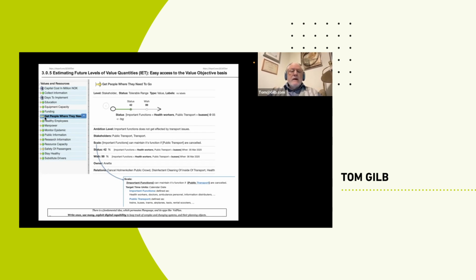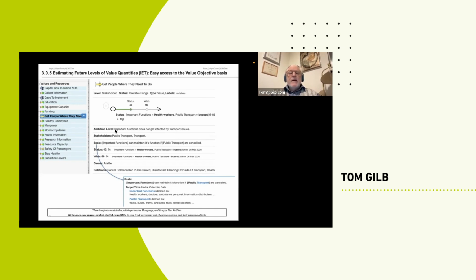Value requirements. I wanted to show you what we do. Now, it was discussed in detail in the part one lecture, so I'm not going to go through it in detail. But for those who didn't attend it or need refreshing of the memory, here is an objective: get people where they need to go.